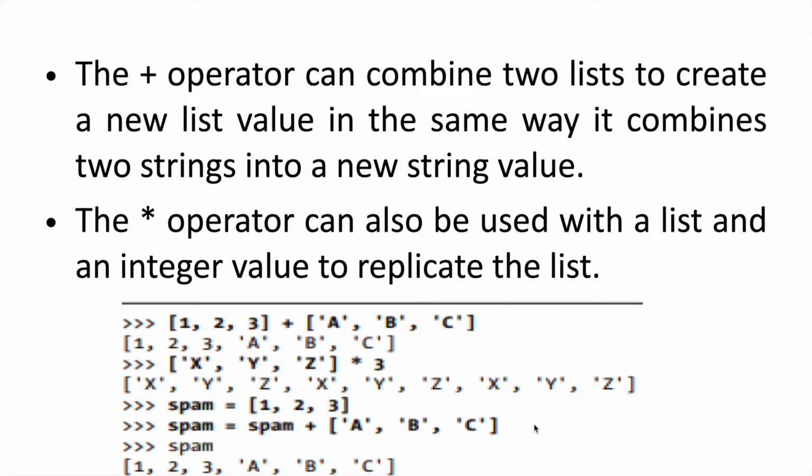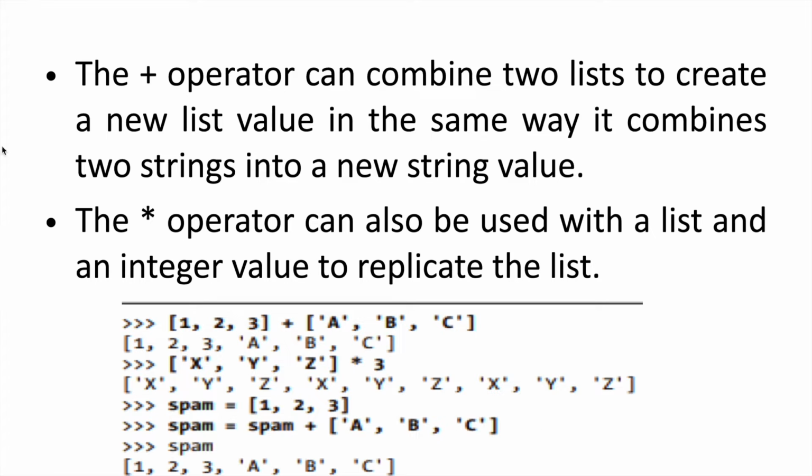Now, the star operator can also be used with a list and an integer value to replicate the list. To replicate means to duplicate the values, to repeat the same values. I can use a star operator. Now you will see the example, and you will easily understand that.